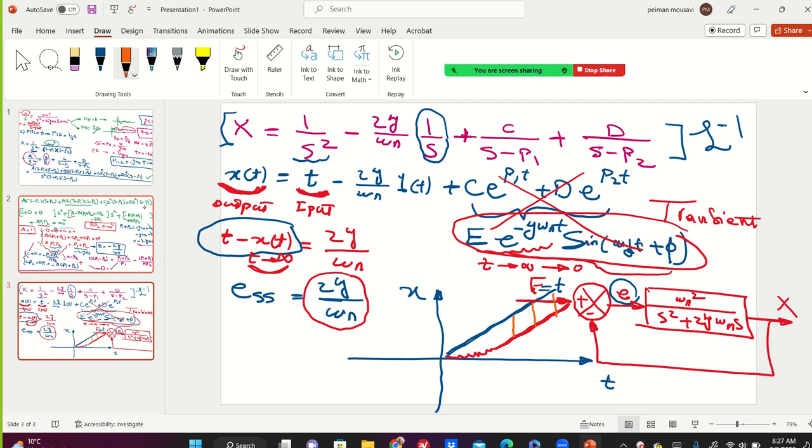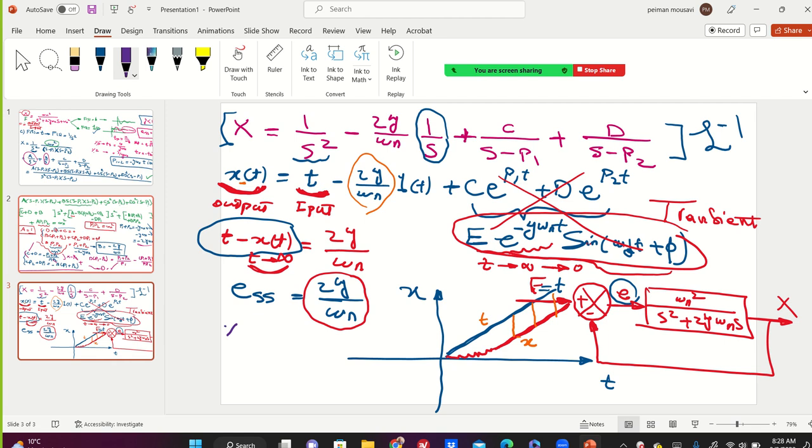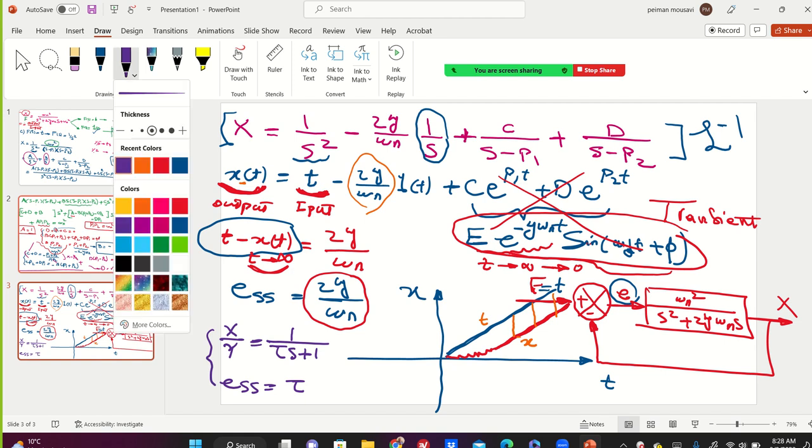And it's obvious because x is equal to t minus something lower than that. This is your x, and this is your y, which is equal to t. So what is interesting, guys, is that for the first order system, when x over y was 1 over tau s plus 1, the steady state error signal was tau. But what's the main difference between this and the second order system? I'm going to show it here also in MATLAB.